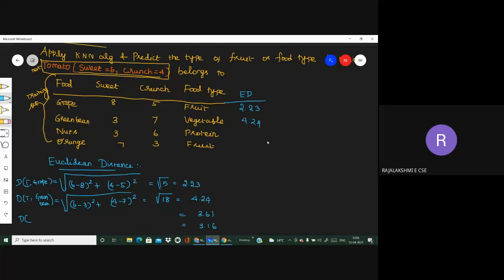Let us test it. Now I'm calculating the distance between tomato and the nuts. So what is the formula? If you are applying it, 6 minus 3 the whole square plus 4 minus 6 the whole square. So what is the square root value for this?